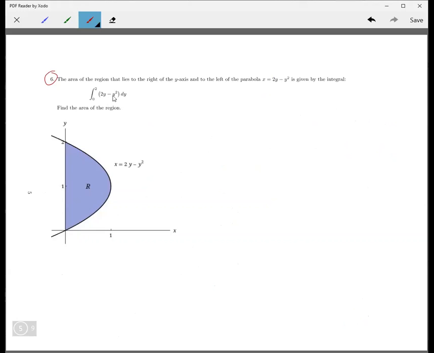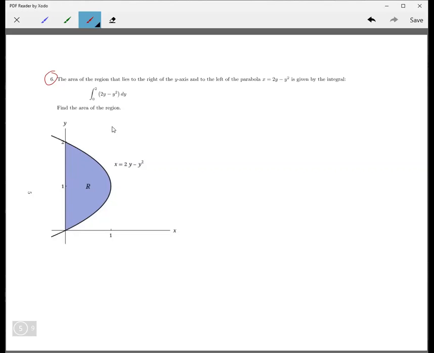Okay, and they're saying it's given by this integral here. The reason for that is, even though this looks kind of weird, this is one thing you can do with integrals. You can take an integral in y if it helps you to find this kind of an area. It's much easier than taking it in x.